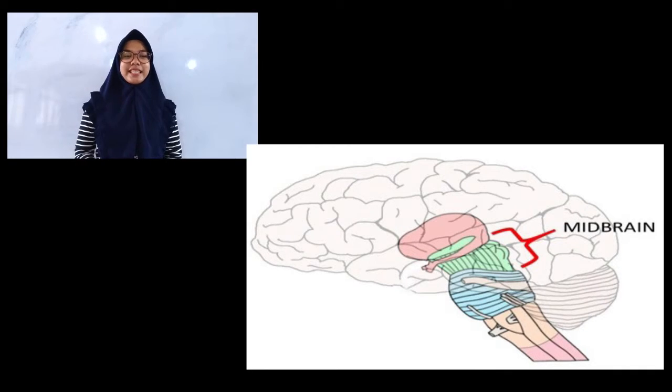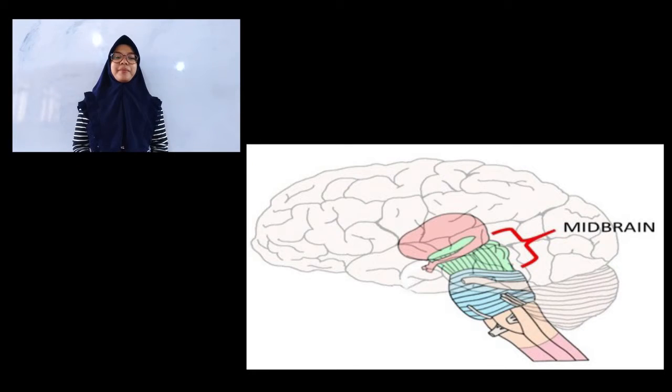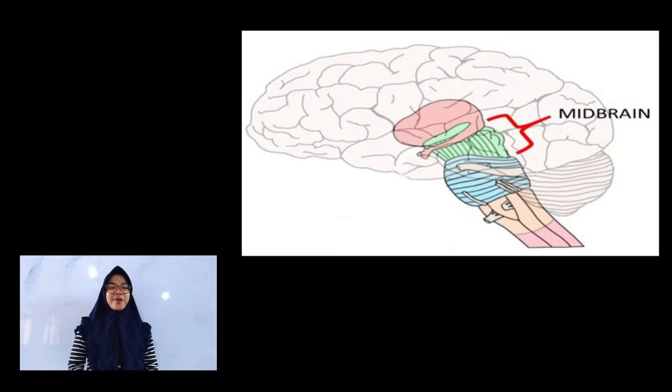The midbrain is located below the cerebral cortex and above the hindbrain, placing it near the center of the brain. It's composed of the tectum, tegmentum, cerebral aqueduct, cerebral peduncles, and several nuclei and fasciculi.